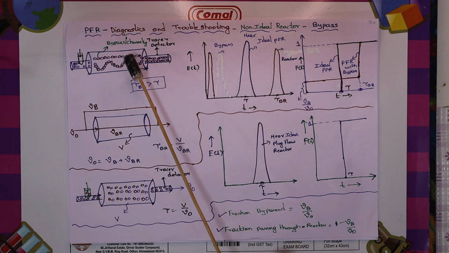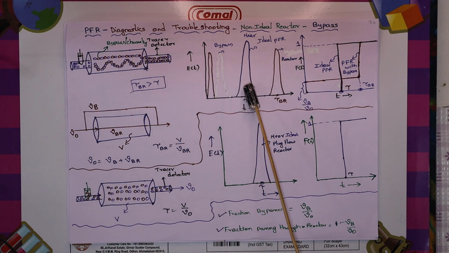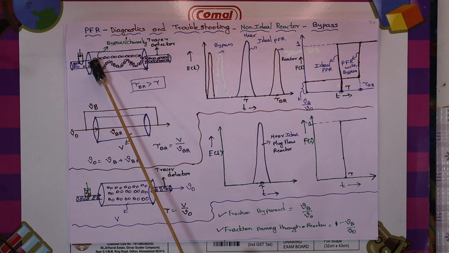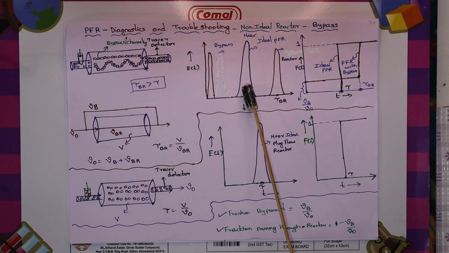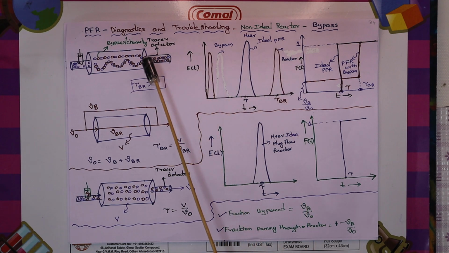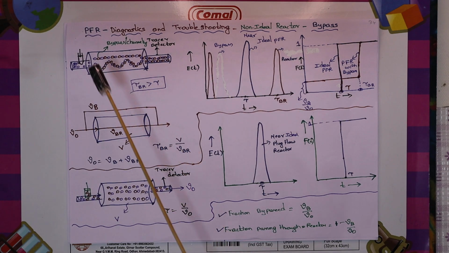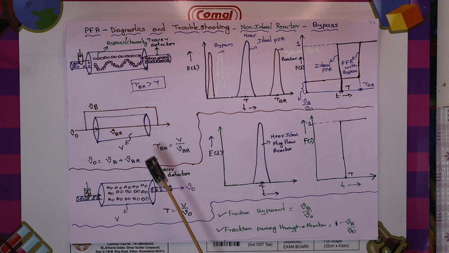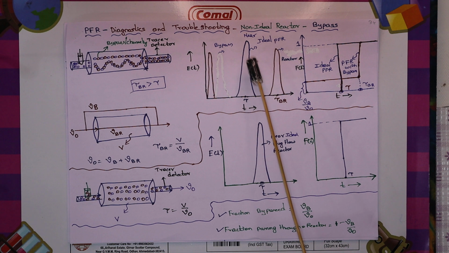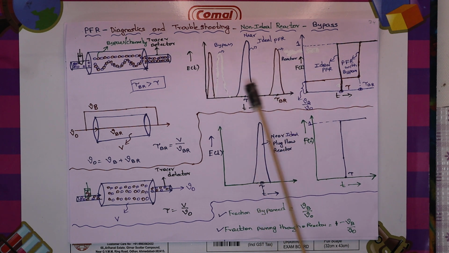So if the reactor is behaving ideally, there should be only one peak, because most of the molecules spend almost the same amount of time. You should get a sharp and narrow curve, and instead you are going to see two curves. One is a short, early curve, and one is a late curve. The early curve indicates the bypassing molecules, and the late curve indicates the remaining molecules which contributed to the reaction in this reactor. That is why you can see how the F of t graph looks.